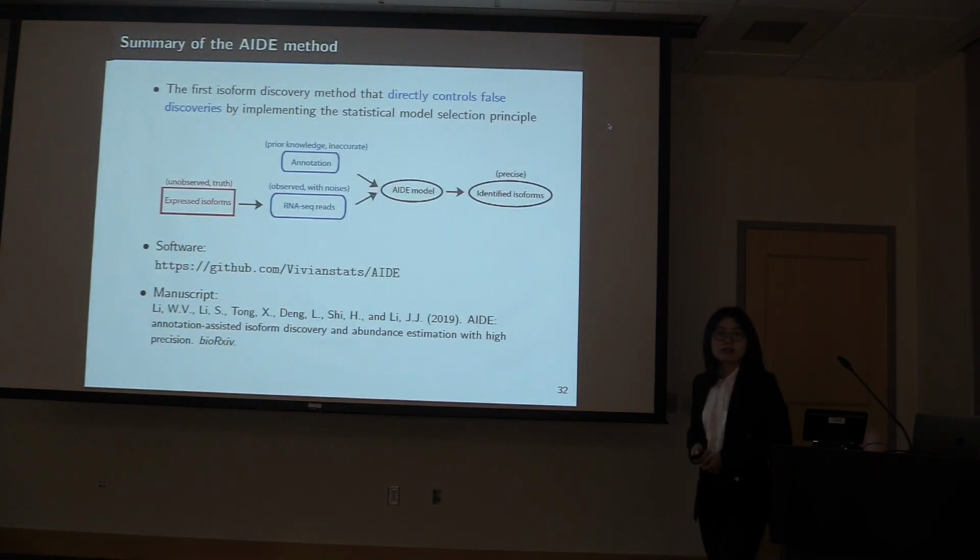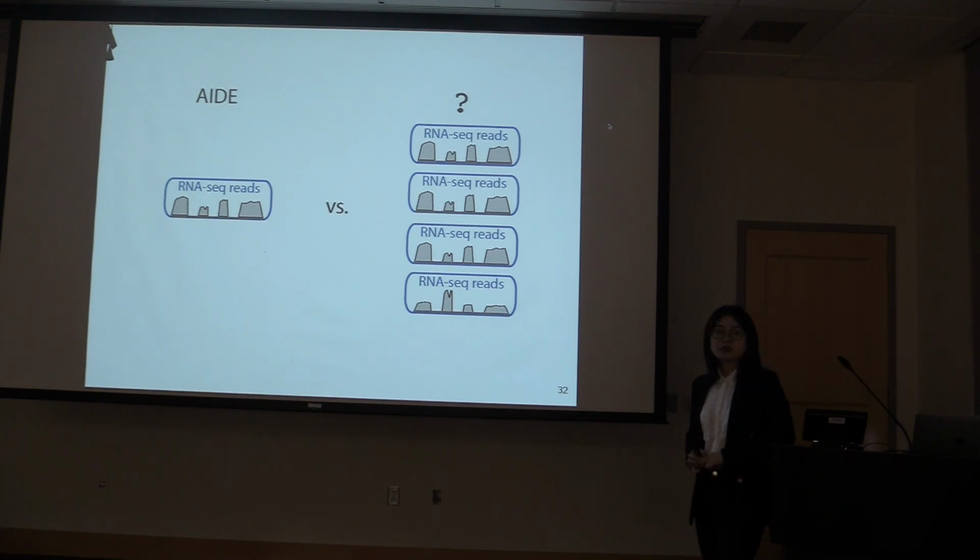So to briefly summarize the aid method, it is the first isoform discovery method that tries to control false discoveries by implementing a statistical testing procedure. By selectively using information from the RNA-seq reads and the prior annotation set, the aid model is able to identify a small set of isoforms with high precision. This method is implemented as an R package, which is freely available on GitHub. Now if we think of the main purpose of the aid model, it aims to identify a set of expressed isoforms based on a single RNA-seq sample.